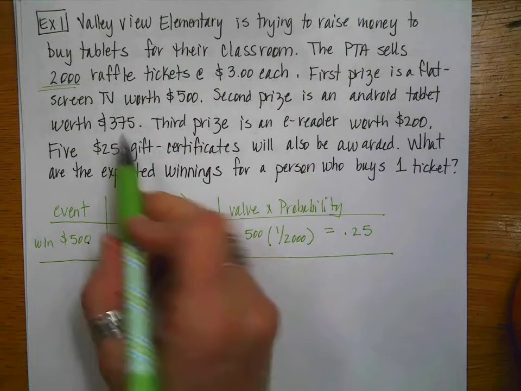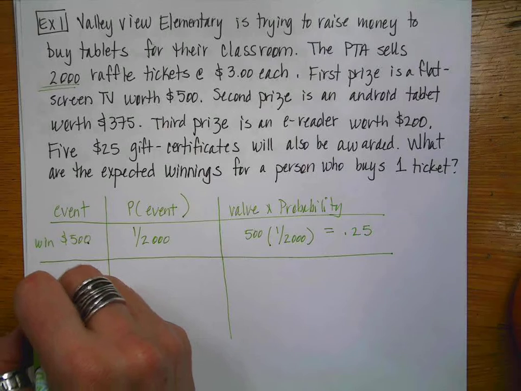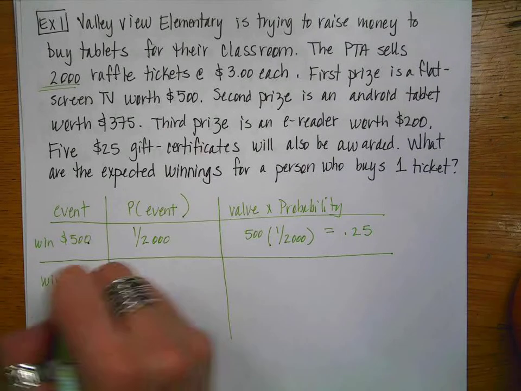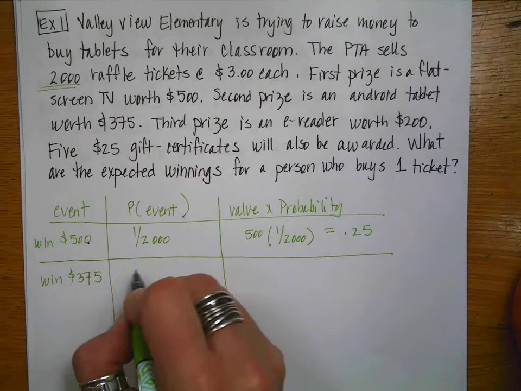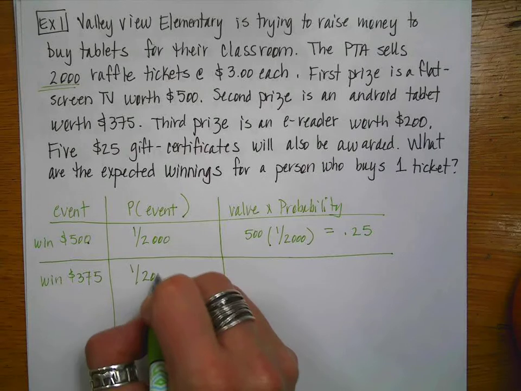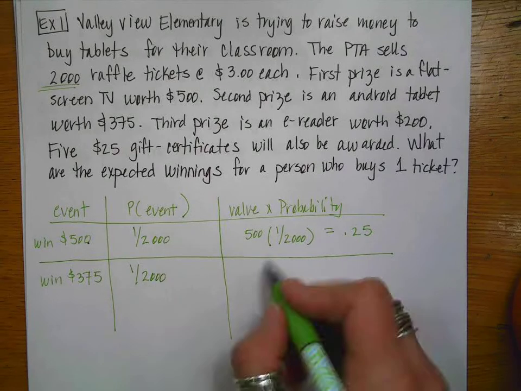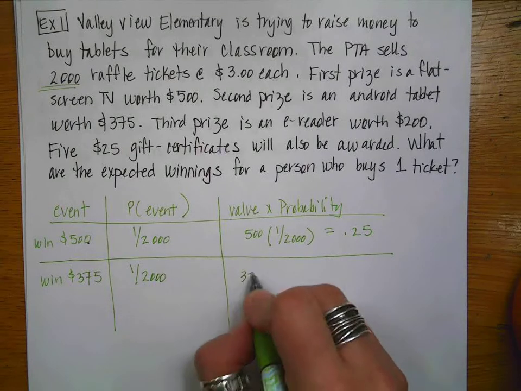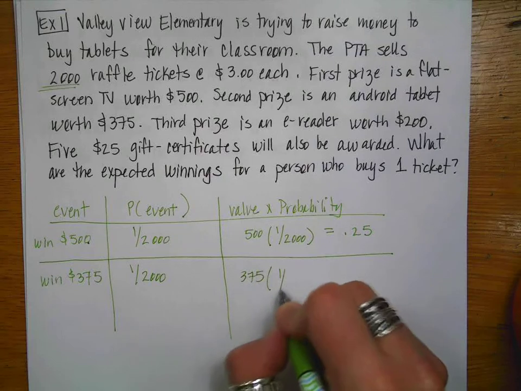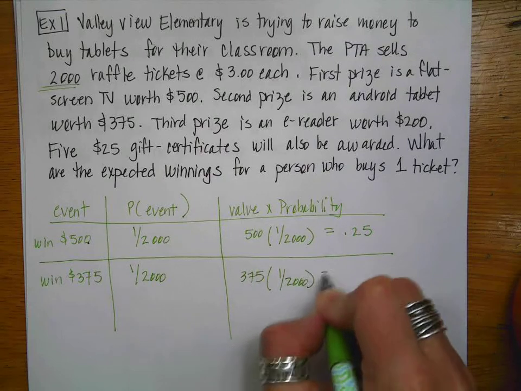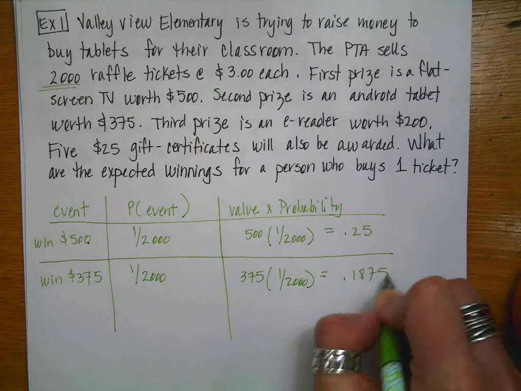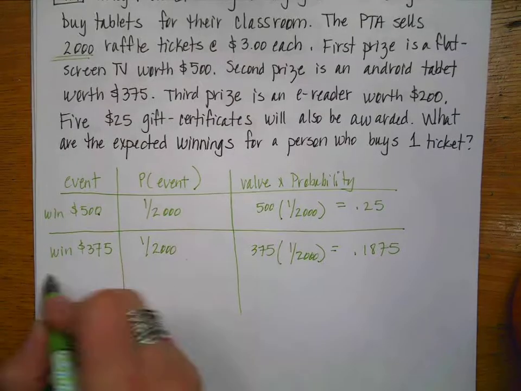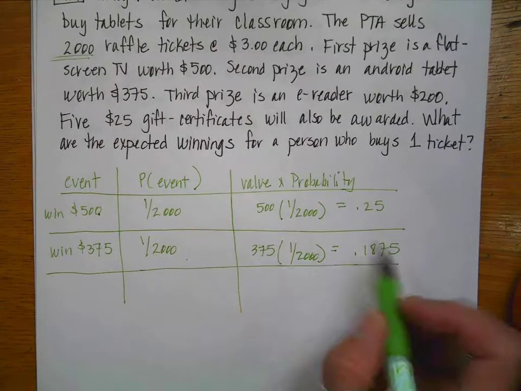The next event is the Android tablet that is the $375. So I'll write my $375. The probability of that, there's 1 of those for the 2,000 tickets sold. And then if I multiply the $375 by the 1 over 2,000, and I reduce that fraction, I get 0.1875.